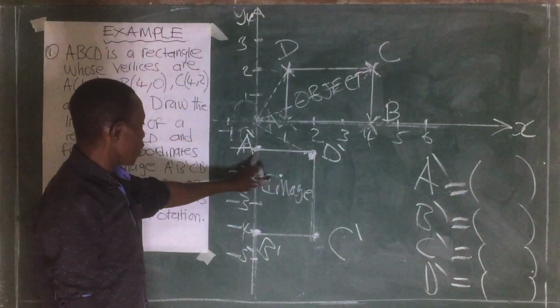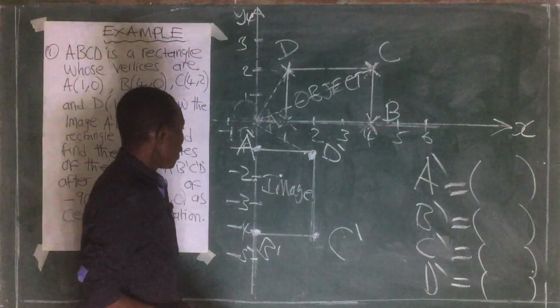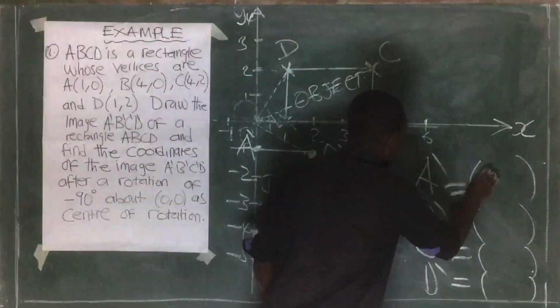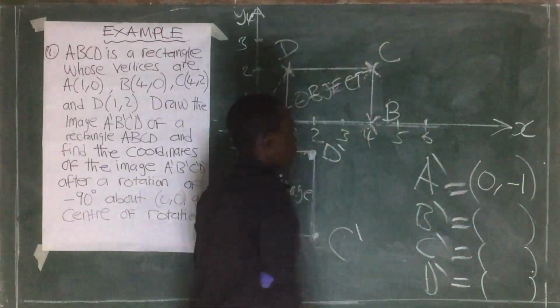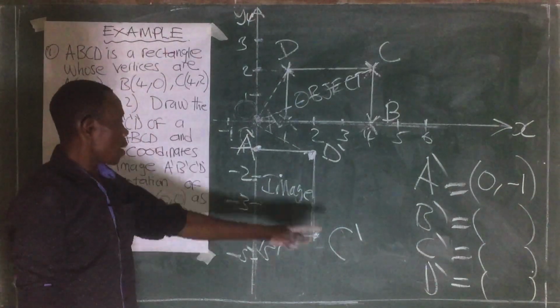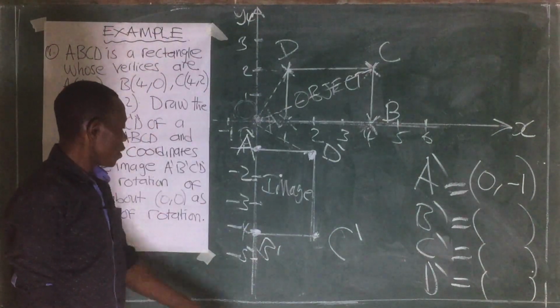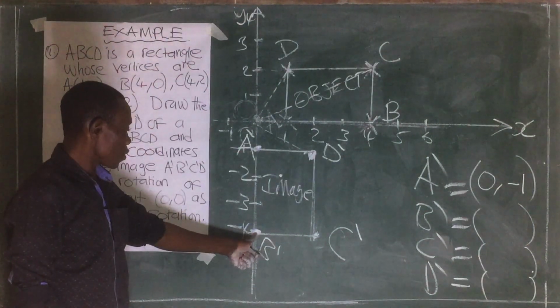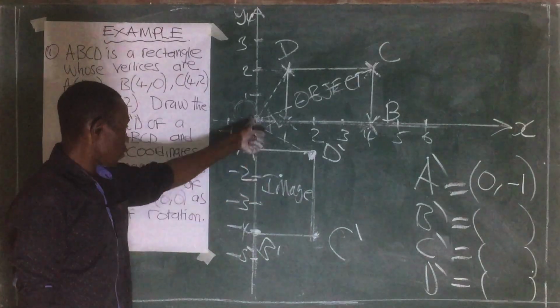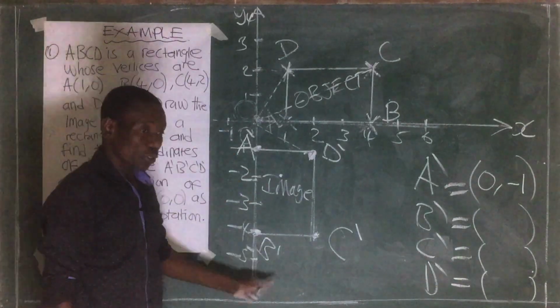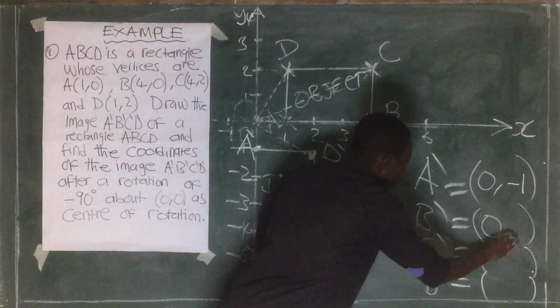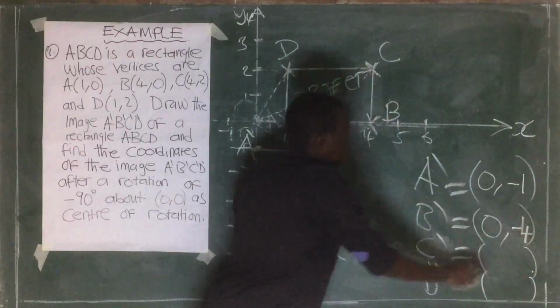So coordinates of A prime: x is 0, y is negative 1. Coordinates of B, the x and y coordinates at this position: x is 0, y is negative 4. So write here x is 0, y is negative 4.